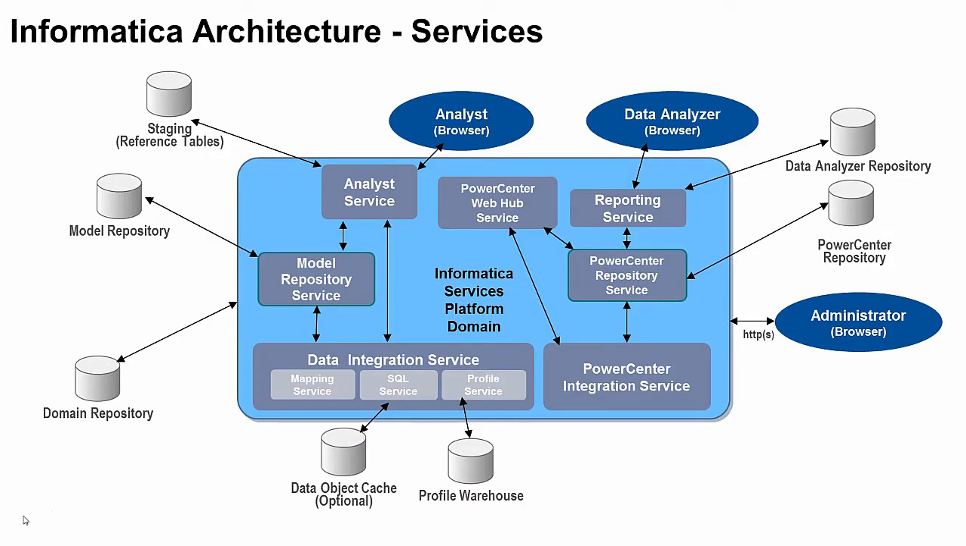So what does this look like? We've done this at customer sites where I've had to configure all of these services, and this is what an architecture diagram would look like. On the right hand side, we've got the PowerCenter repository. It interacts with the integration service, the PowerCenter web services hub, and the reporting service. And on the left hand side, we've got the model repository, which interacts with the data integration service. Within the data integration service, it's got different actual services: profiling services, mapping services, SQL services.